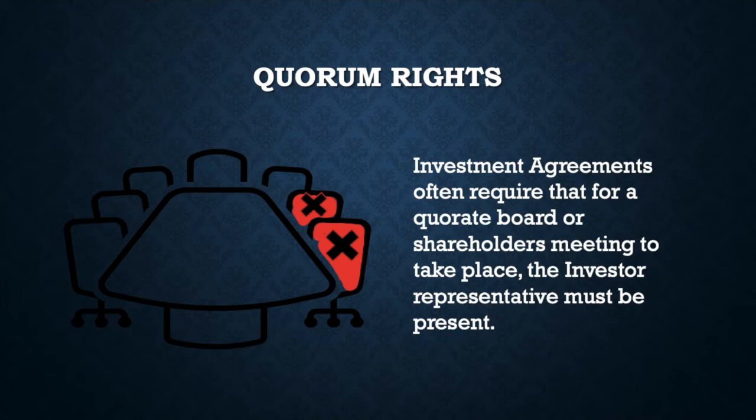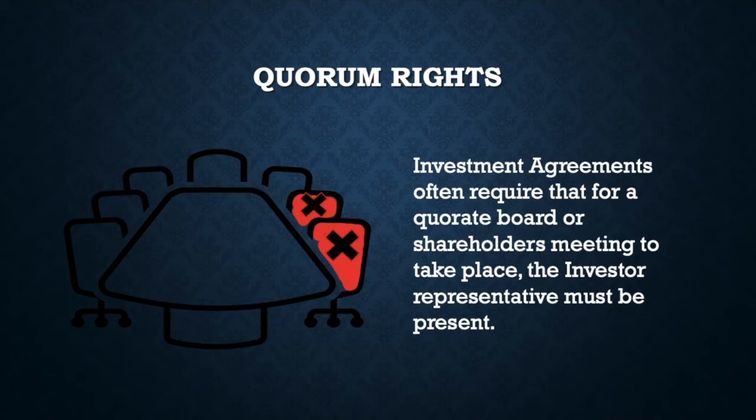Now, if the investor's representative is still not there, and there are of course a number of pressing matters that the board or the shareholders will have to decide upon, what do you do then, right? In other words, can this be used as a tactic by the investor to ensure a management deadlock?